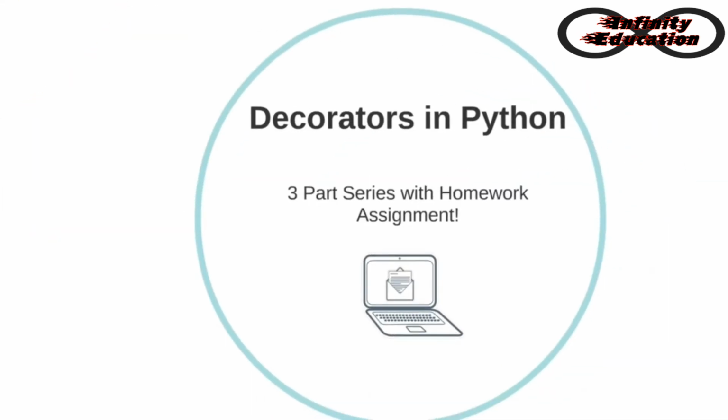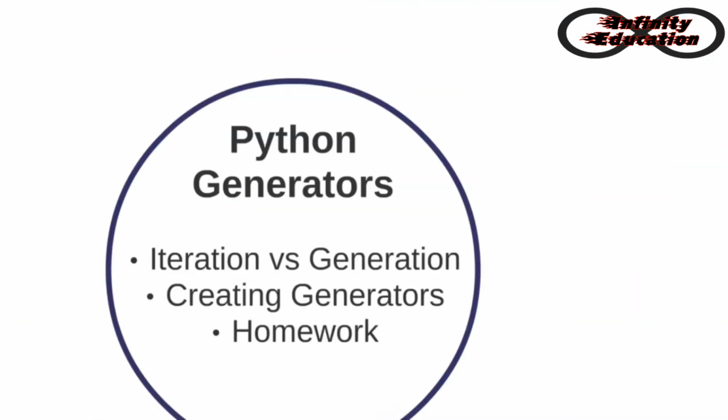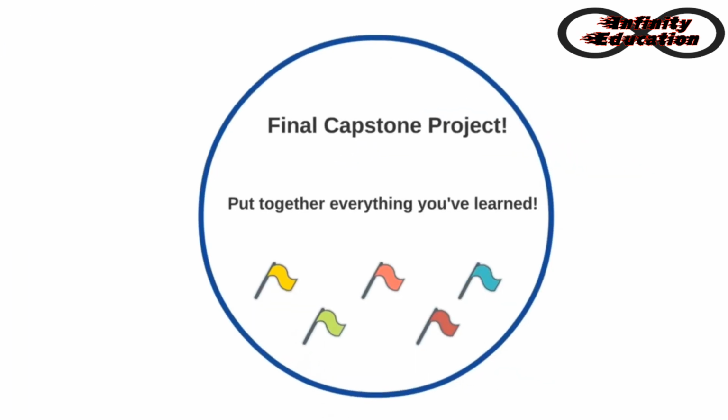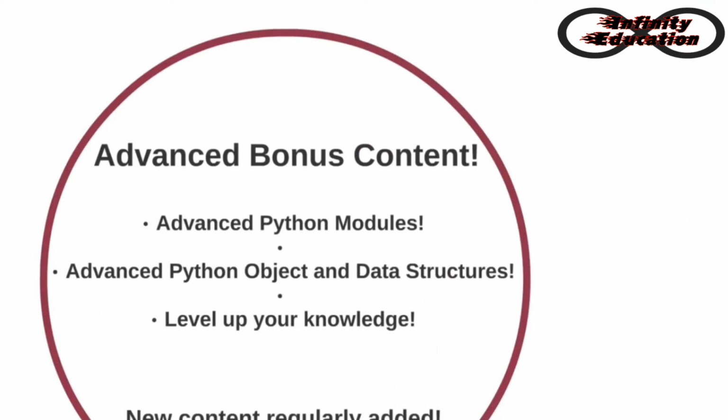Next, we'll learn about decorators in Python, a three-part series ending with a homework assignment. Afterward, we'll learn about Python generators, including iteration versus generation discussions, how to create generators, and a homework assignment again to test your knowledge about Python generators. After that, we'll put together everything you've learned in a final capstone project, but that's not all.